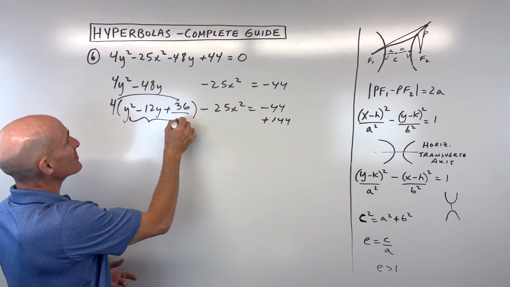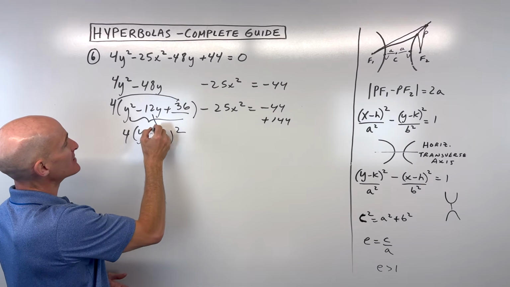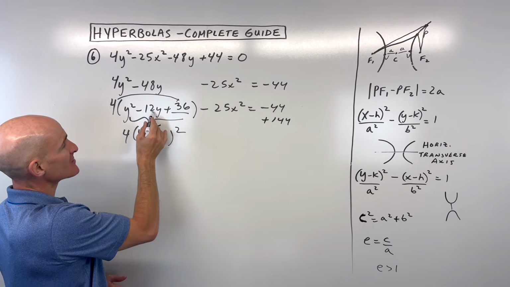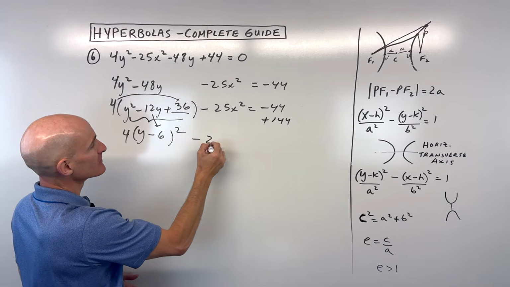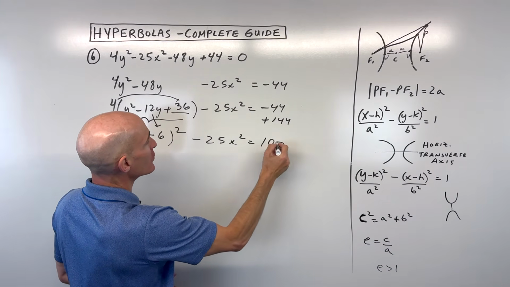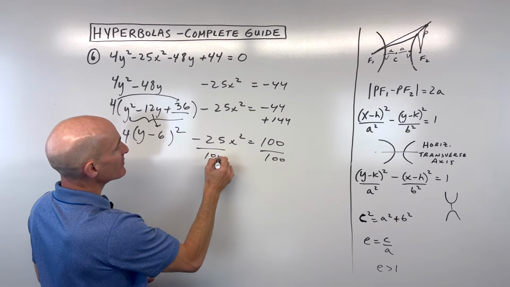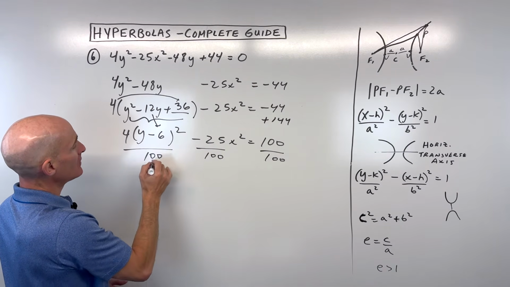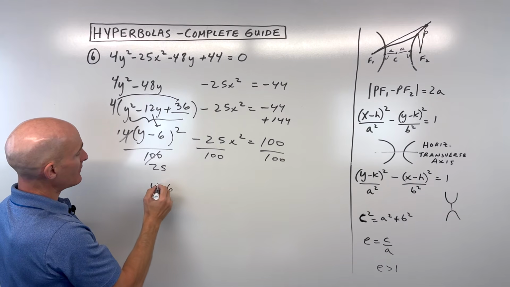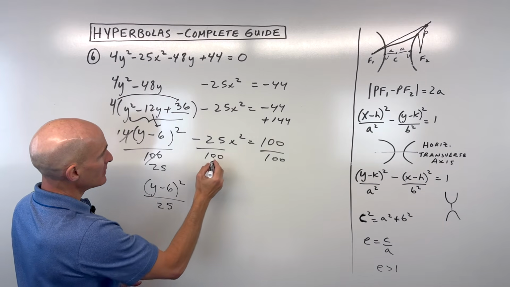Now we're going to factor this. And remember, it's always going to factor to half of this middle b value. So if this is minus 12y, it'd be minus 6. So it's (y minus 6) squared. Negative 44 plus 144 is 100. We always want hyperbolas to equal 1. So let's divide everything by 100. Reduce. And now it looks like we have it in the standard form of the equation of a hyperbola.